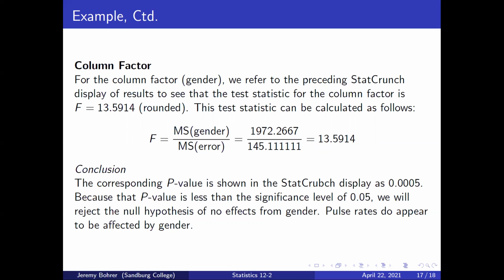Column factor. For the column factor, gender, we refer to the preceding StatCrunch display of results to see that the test statistic for the column factor is F equals 13.5914 when rounded. This test statistic can be calculated as below. Conclusion: the corresponding p-value is shown in the StatCrunch display as 0.0005. Because that p-value is less than the significance level of 0.05, we reject the null hypothesis of no effects from gender. Pulse rates do appear to be affected by gender.